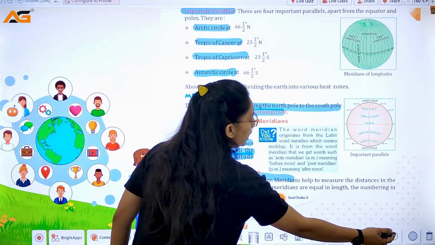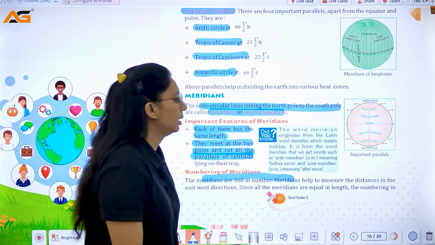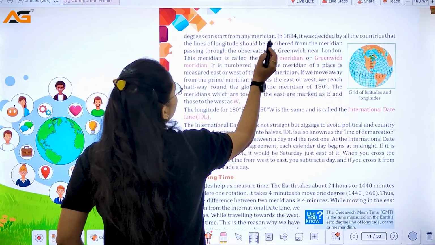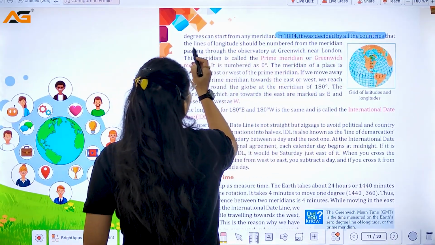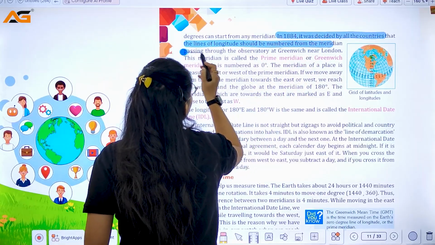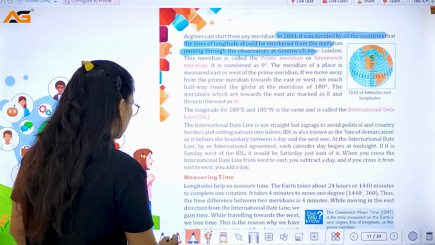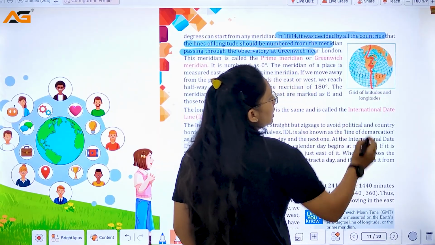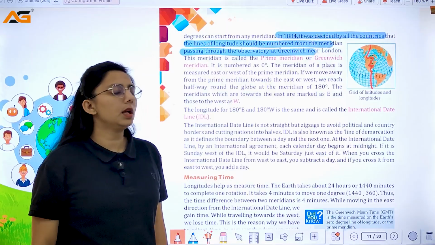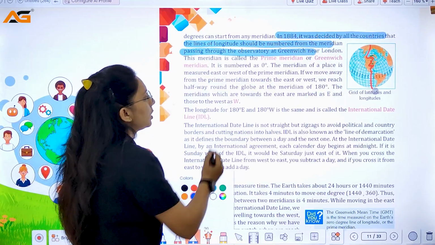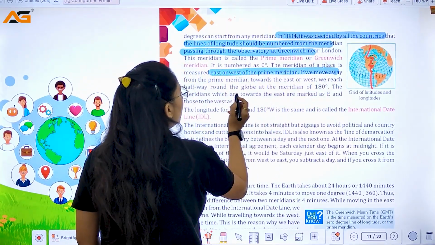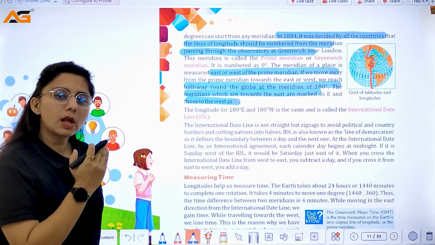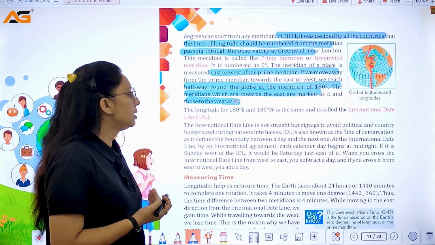Meridian 360 में 180 ईस्ट पे है और 180 आपके वेस्ट में, right? So in 1884 it was decided by all the countries that lines of longitude should be numbered from the meridian passing through the Greenwich Observatory. जो यहाँ से पास करता है Greenwich Observatory. ठीक है, स्ट्रेट लाइन नहीं है, टेढ़ी मेढ़ी है थोड़ी. It is the prime meridian, which measures east to west. So it's halfway around the globe. ये हमारी अर्थ को दो पार्ट्स में डिवाइड करती है, ईस्टर्न हेमिस्फीयर और वेस्टर्न हेमिस्फीयर, right?